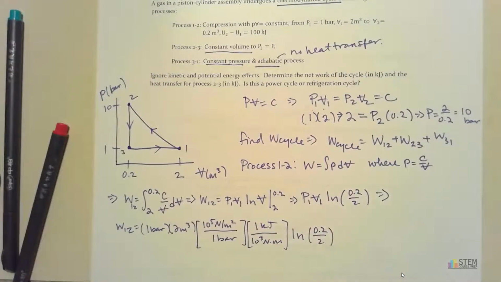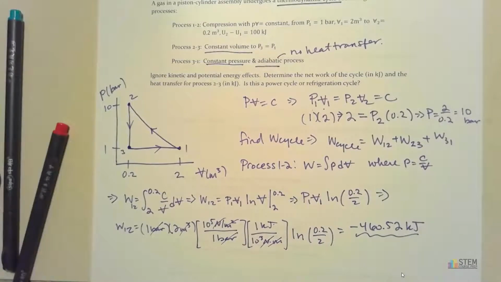Units there cancel out. So now if you look at your units, everything is going to cancel out, just like you hoped. You're left with kilojoules. So that's going to give you negative 460.52 kilojoules. So this is the work for process 1-2.